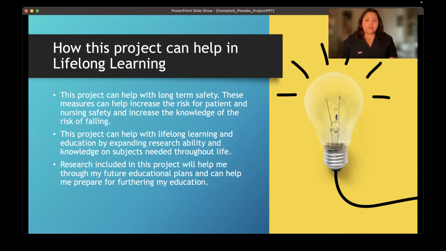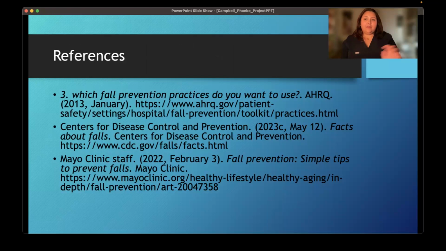and research included in this project will help me through my future educational paths and can help me prepare for furthering my education. These are my references.